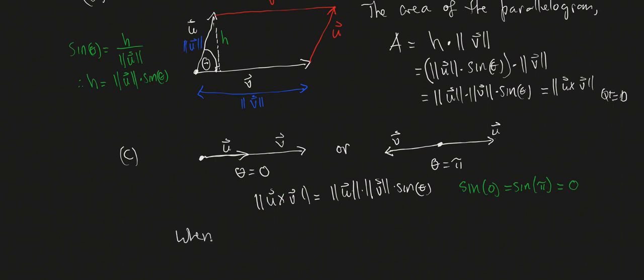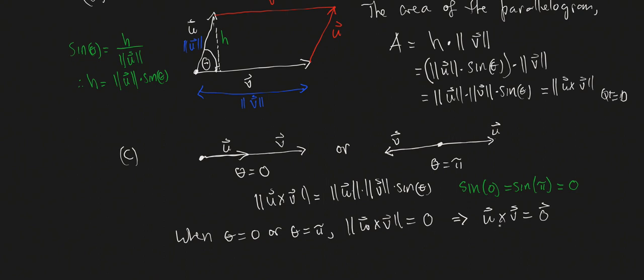So when theta is equal to 0 or theta is equal to pi, the magnitude of the cross product is equal to 0. Well, since the cross product is a vector, the only vector that has a magnitude of 0 is the 0 vector. So this implies that the cross product has to be the 0 vector, right?